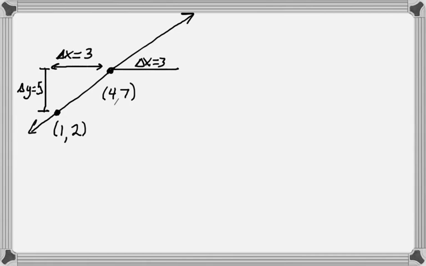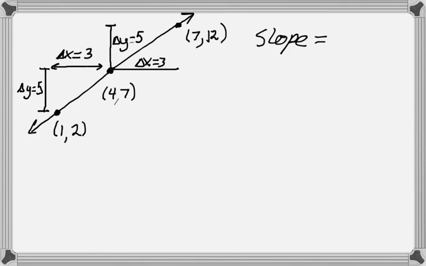So to move from the point 4, 7 to another point on the line, what I can do is I can add 3 to the x-coordinate. That'll take me to 7. And then after doing that, I want to add 5 to the y-coordinate, so I'm going to add 5 to the former y-coordinate, which was 7, and that should take me to 12. And there you go. Alright, so that's basically how you use slope. Let's see what we can do with it.